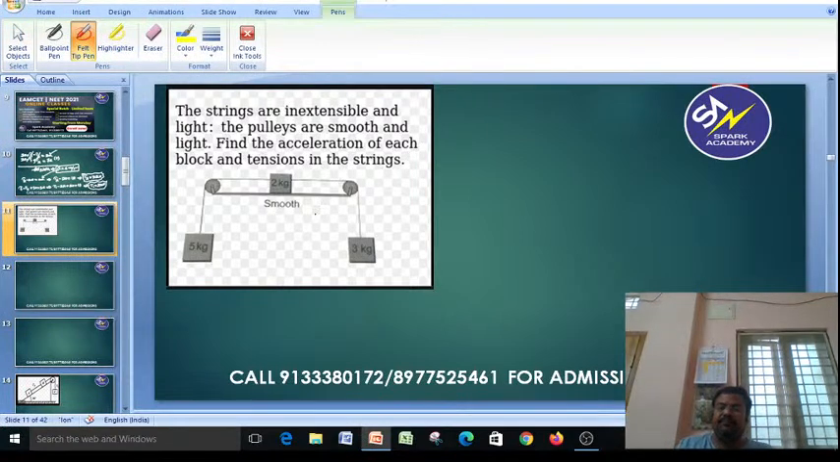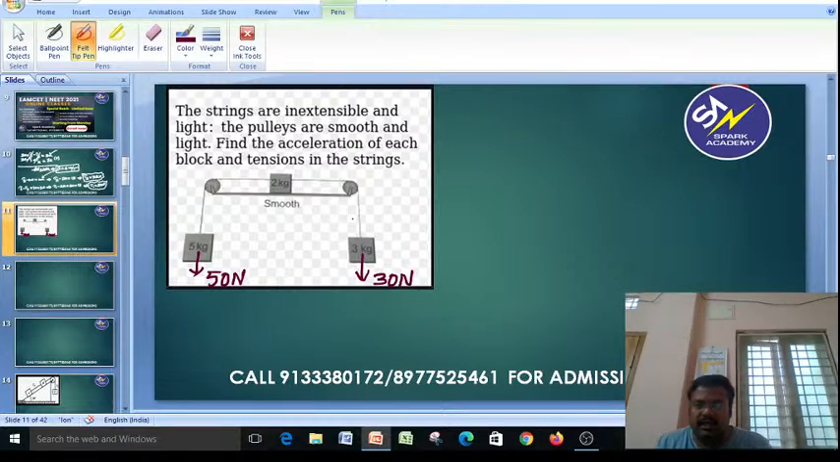in JEE. Let us think about the forces acting on the 5 kg block. 15 Newton acts in the downward direction. For the 3 kg block, 30 Newton acts in the downward direction. Two strings are connected to the 2 kg block. So tension T1 exists on one side and tension T2 exists on the other side.